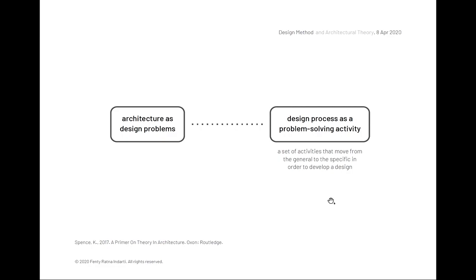If we call architecture design problems, it means that design process is a problem-solving activity. It explains that the activity moves from the general to the specific or vice versa in order to develop a design.